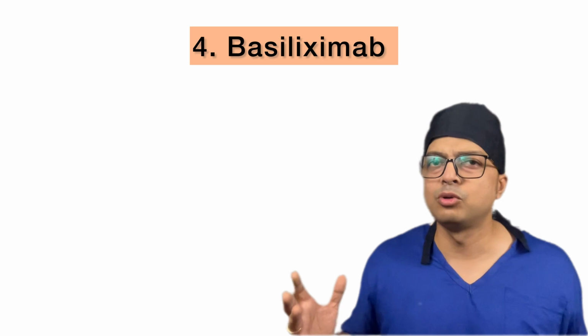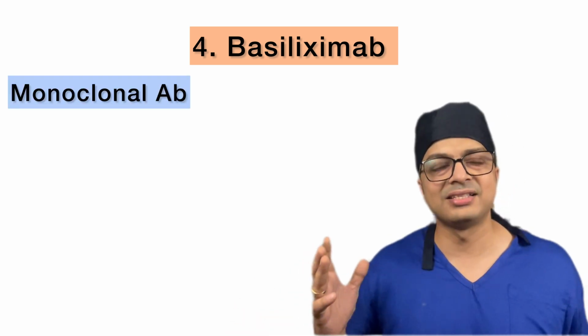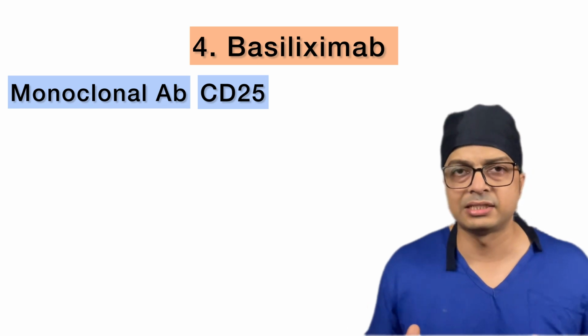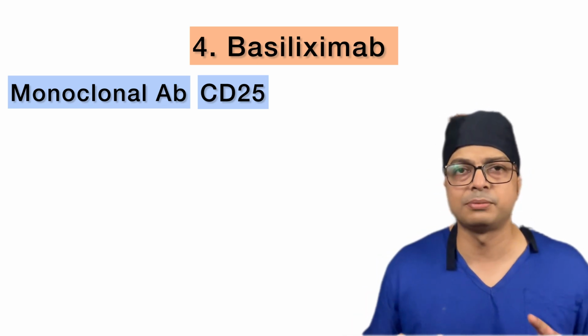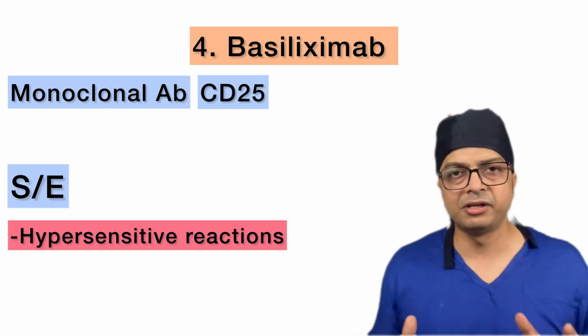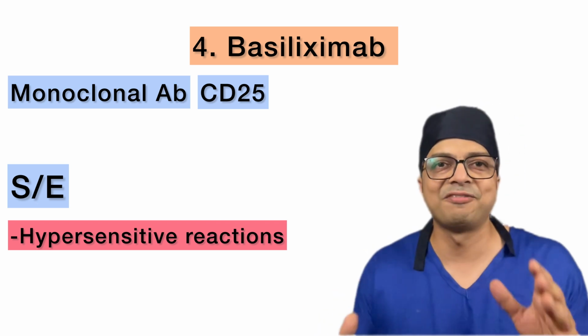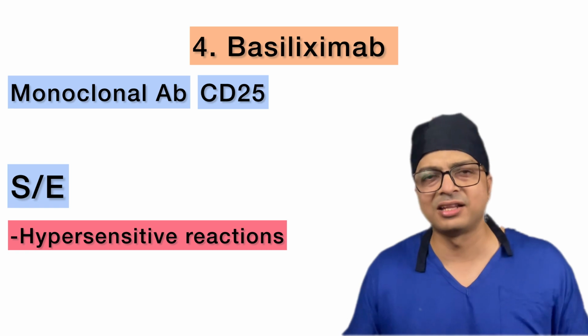Now coming to basiliximab. Basiliximab is also a monoclonal antibody. It acts against CD25. This CD25 is present on the T cells. Therefore, basiliximab reduces production, proliferation and action of T cells. The side effects of basiliximab are few, and these are mostly hypersensitivity reactions.